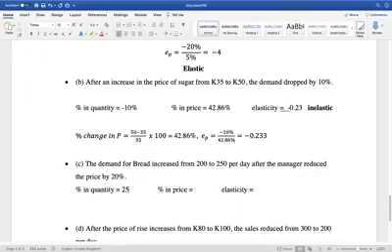Is it positive or negative? This is positive because it's an increase. The demand for bread increased from 200 to 250 per day, which is a 25% increase. What about the price? What is the percentage change in the price? Yes, Chongo? It's negative 20. Yes, okay. The manager reduced the price by 20%, so this is negative 20%.